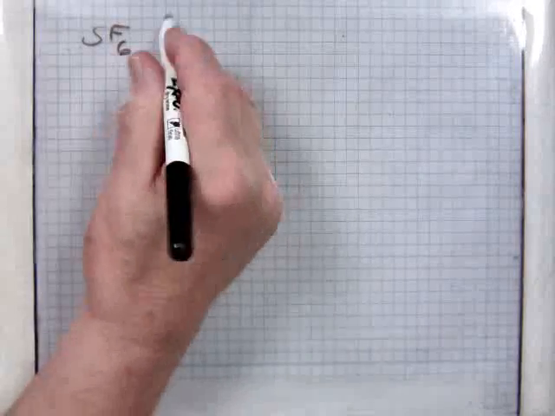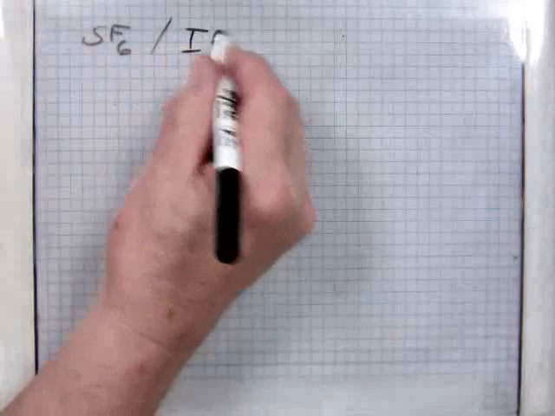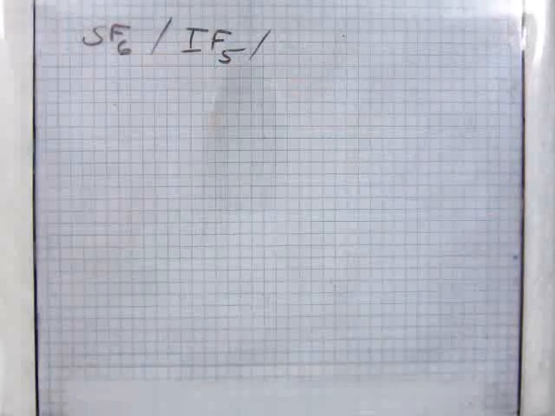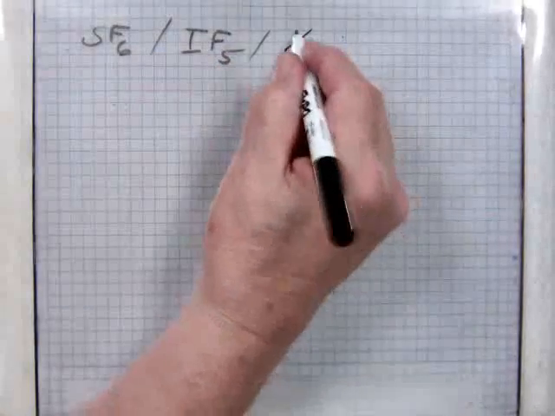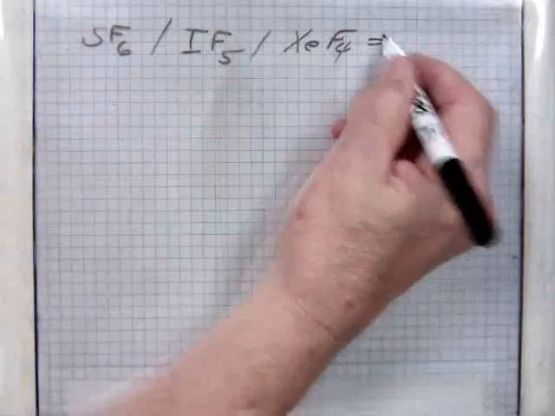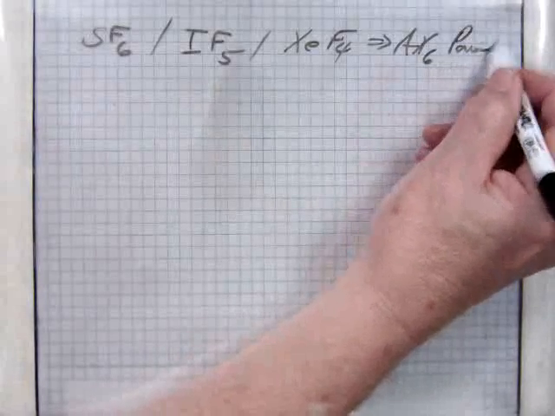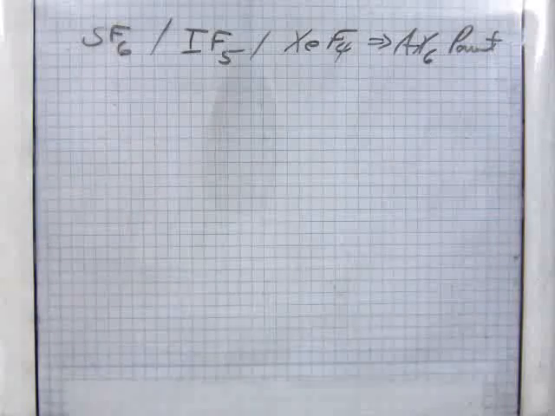SF6. Let's see who else we've got in this collection. IF5 and XeF4. And so all of these are an AX6 parent like that.